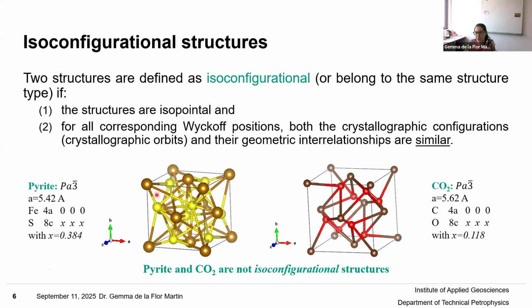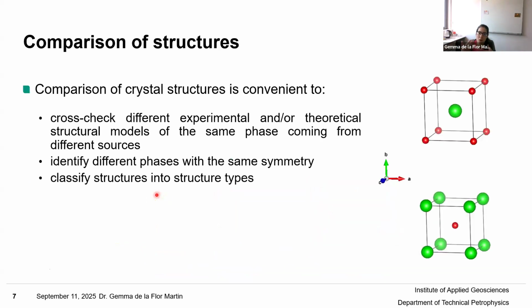Okay, so now that we have these two concepts of isopointal and isoconfigurational kind of clear, they will come back later on, let's continue with the comparison of structures. A qualitative comparison of similar crystal structures is often convenient to cross-check different experimental or theoretical structural models of the same phase coming from different sources. It is also important for the identification of different phases with the same symmetry. And it's fundamental for the still open problem of the classification of structures into structure types.